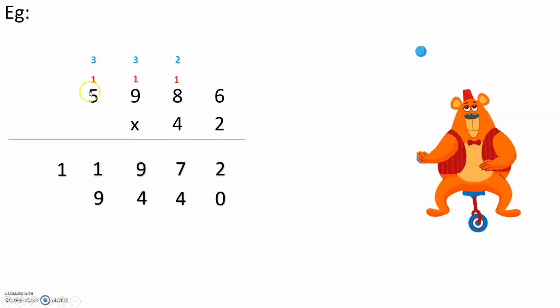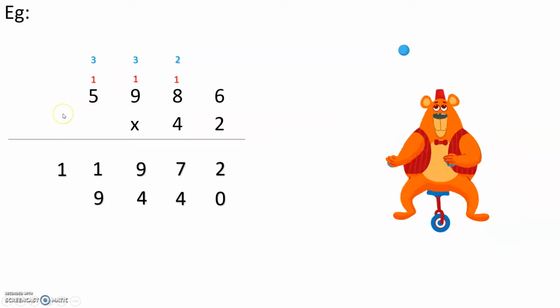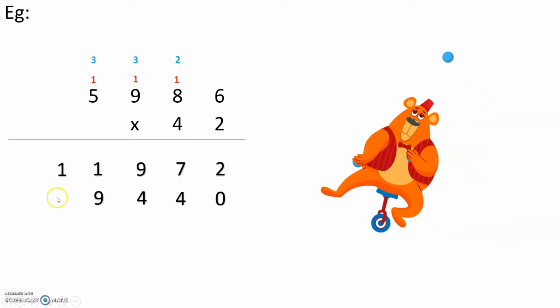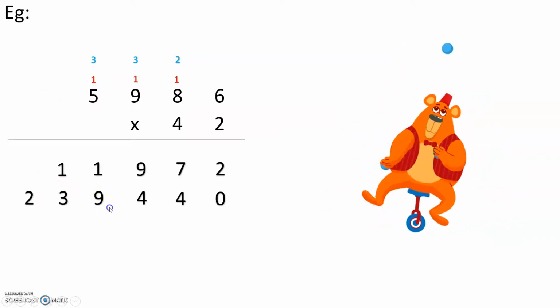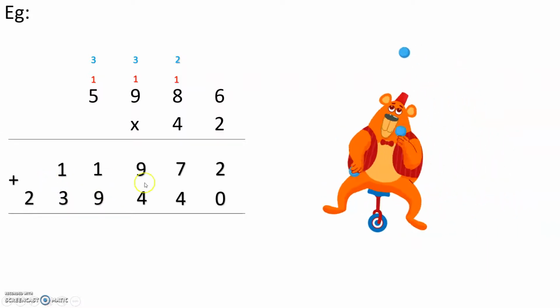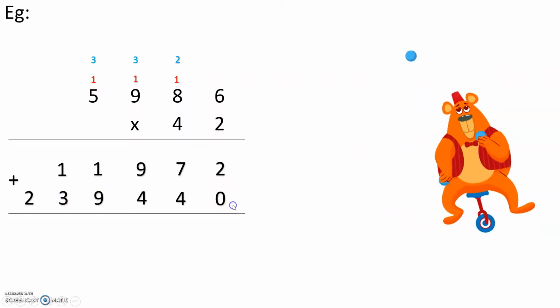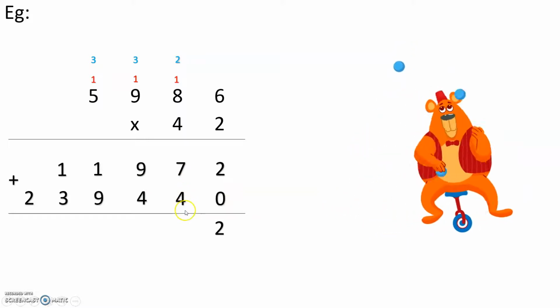Then 4 5s are 20. 20 plus 3 is 23. Now here no number is there. So directly we'll write 23. Then we'll add these two numbers. So 2 plus 0 is 2. 7 plus 4 is 11.